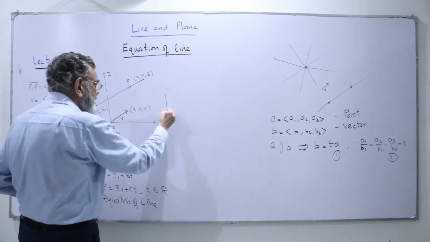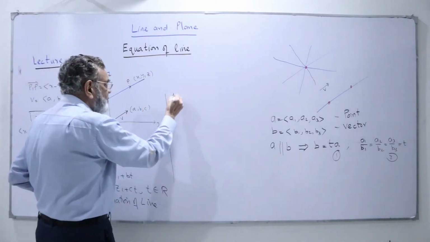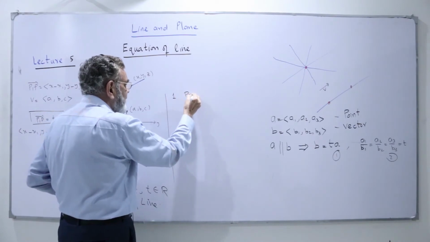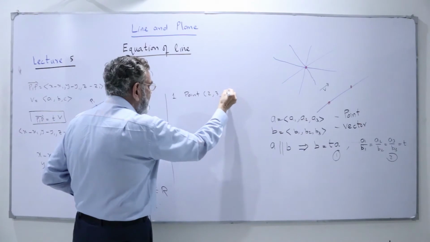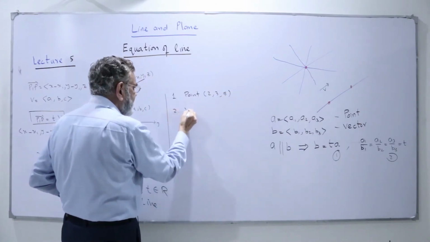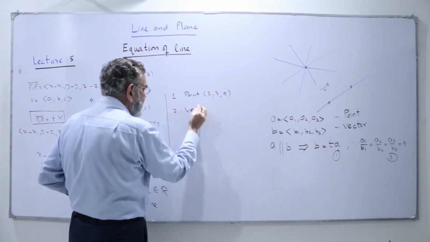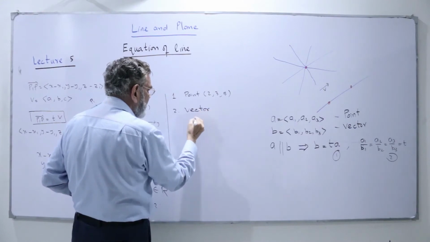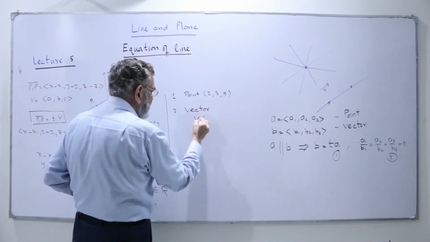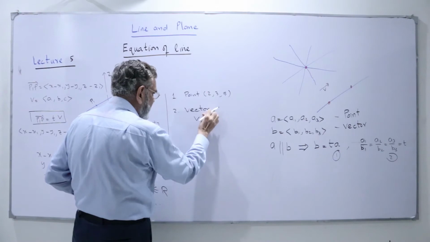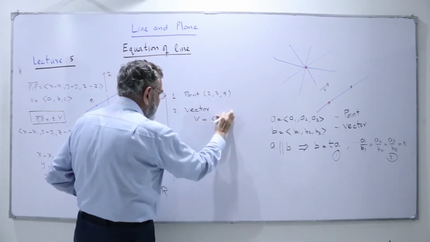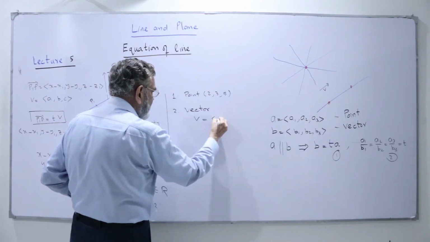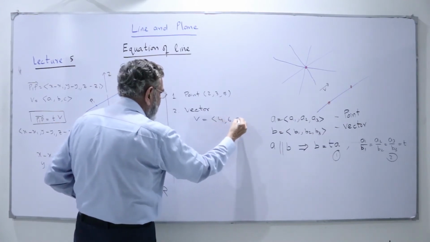Now here we can say we need 2 things. Number 1, we need a point. For example, I have the point 2, 3, and 5. And number 2, we need a vector parallel to the line. We say the vector v has components 4, 6, and 9.